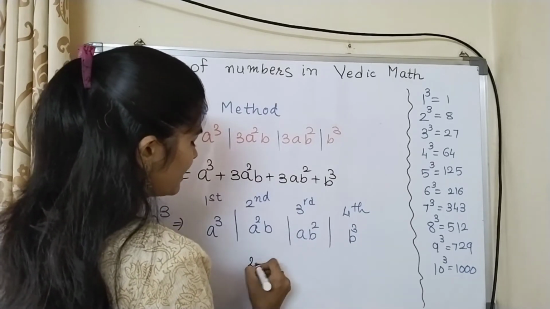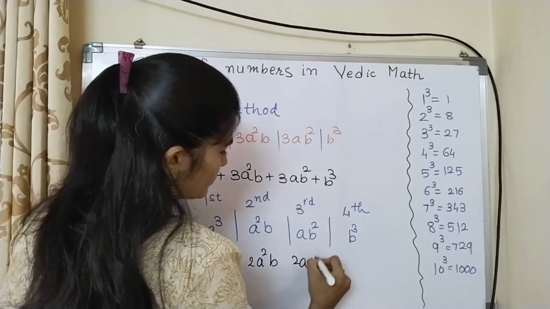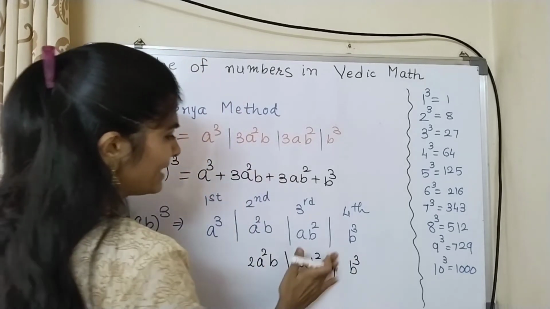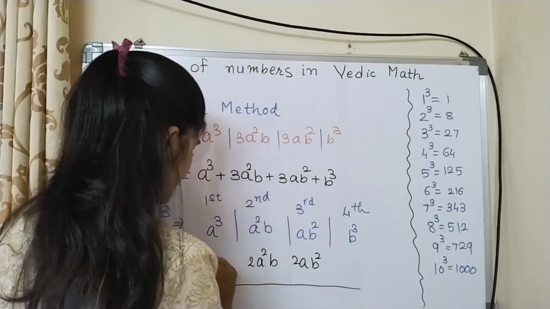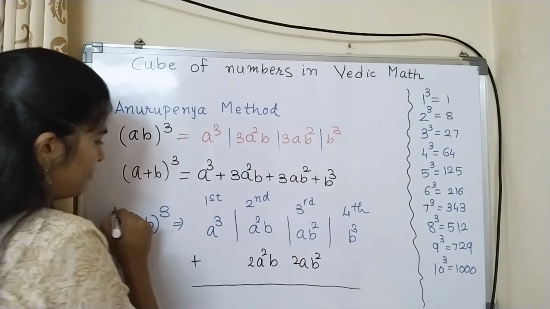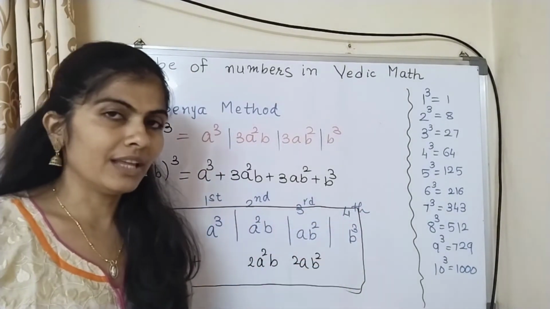Then what we can do is, we can do the 2 times of this. So we just need to double it. 2 times a square b, 2 times ab square, and keep this b cube and a cube as it is. So we won't write them over here. We will just write them and then we will add them. And then we will follow the carry forward method. So what do you need to remember? You need to remember just this formula. You need to divide them into 4 terms.